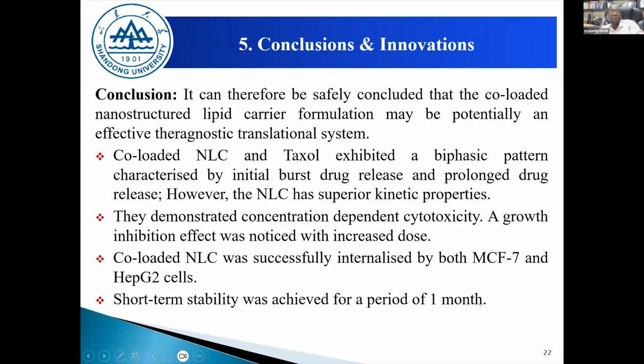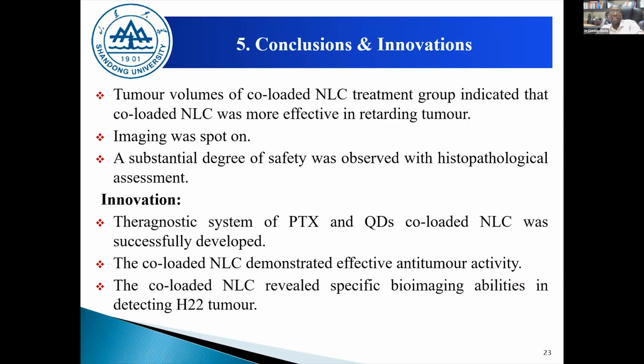All right. And in conclusion, we can safely say that the colon C formulation may potentially be an effective diagnostic translation system. This is based on what we have discussed: the biphasic pattern that I talked about, demonstration of the cytotoxicity, and then the MCF-7 internalization, and then short-term stability, and the tumor, the colon NSC ability to retard tumor growth. Then imaging was spot on as well, and a substantial degree of safety in terms of the histopathological assessment.